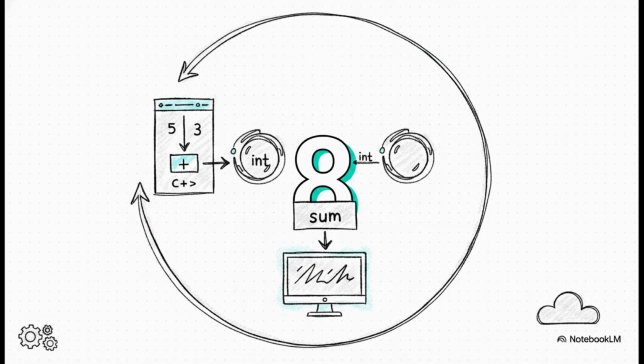So, the crucial point is what happens next. The function internally adds 5 and 3 together, gets 8, and because our return type was int, it returns that number 8 right back to the exact spot in the main program where the function was called in the first place. You can then store that 8 in a variable, say a sum variable, and print it right out to the screen. It is a perfect, self-contained data processing loop.